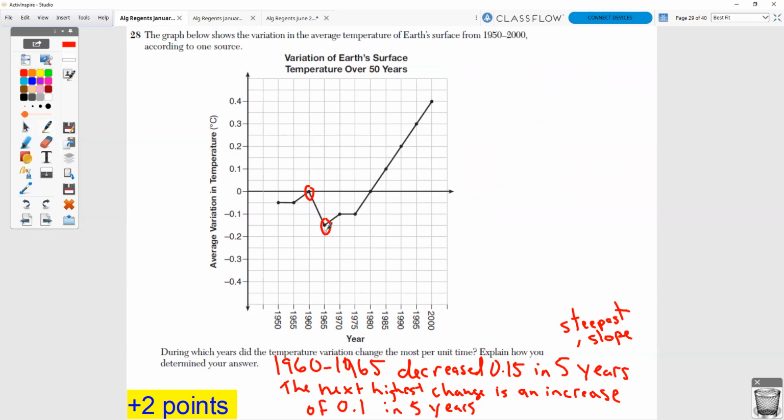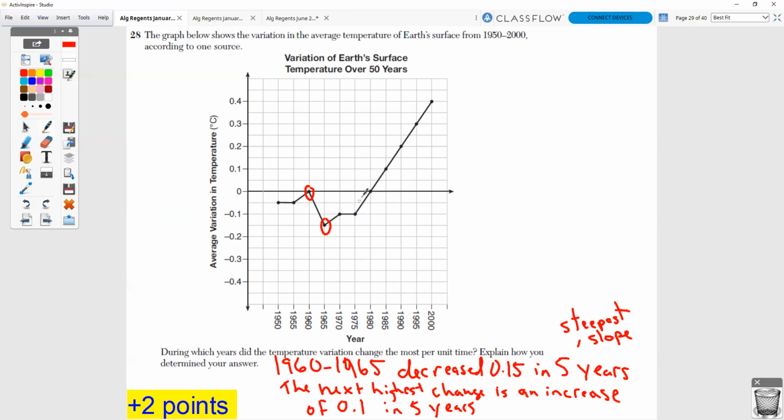So in between 1960 and 1965, we go down 0.15 over 5 years. So it decreased 0.15 in 5 years. If we did it in between any of these points, it's going up 0.1 over 5 years. So that change of 0.15 compared to a change of 0.1 is bigger, all right? It's the steepest slope on your graph.